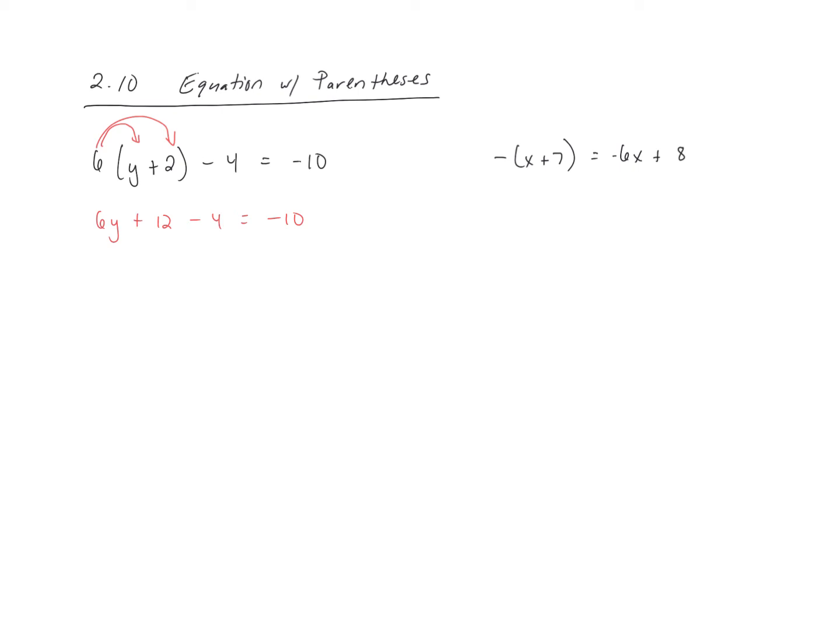Okay, now we combine like terms. We have the 12 and the minus 4 on the same side, so we simplify that. And now we want to get the 8 and the negative 10 on the same side, so I'm going to subtract 8 from both sides. So I get 6y equals negative 10 minus 8. That's going to give me negative 18. Inverse operation here, divide both sides by 6. And y equals negative 3.